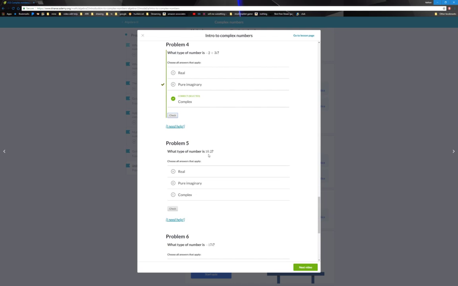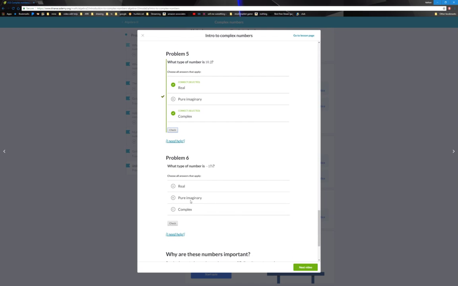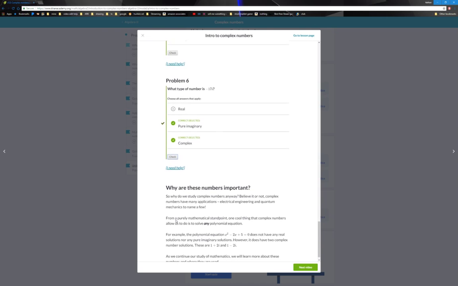What type of number is 10.2? Well, we know it's a real number because it's a normal counting number. And we know it's not a pure imaginary number because there's no i. But all real numbers are also complex numbers. What type of number is negative 17i? Well, we know it's a pure imaginary because it's a real non-zero number in front of i. We know it's not a real number because it's pure imaginary, and all pure imaginary numbers are complex.